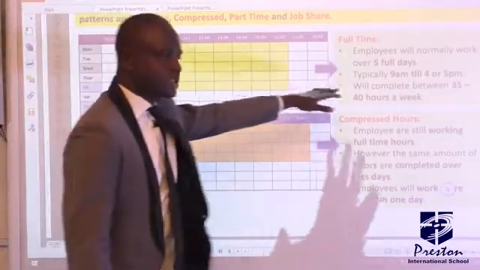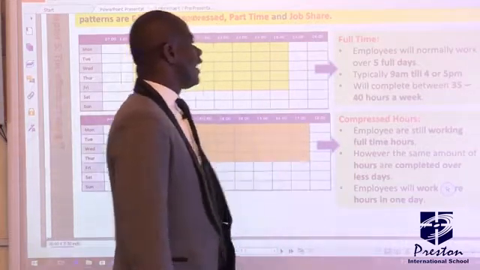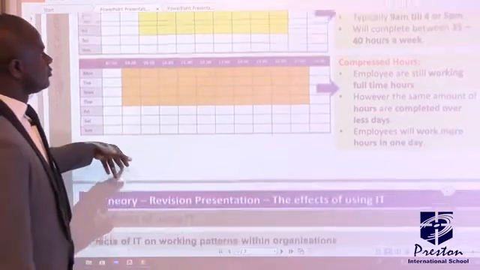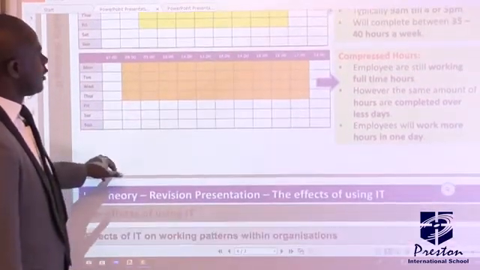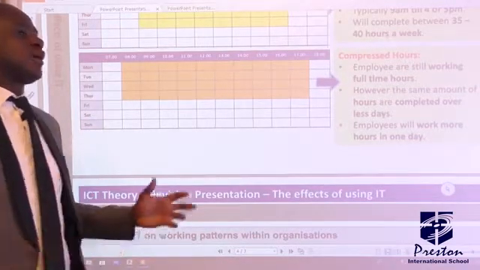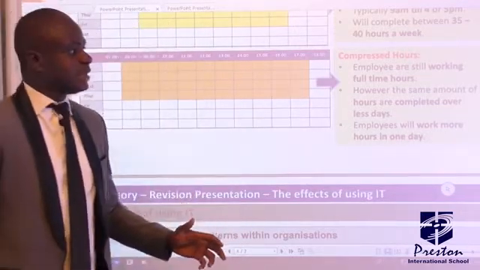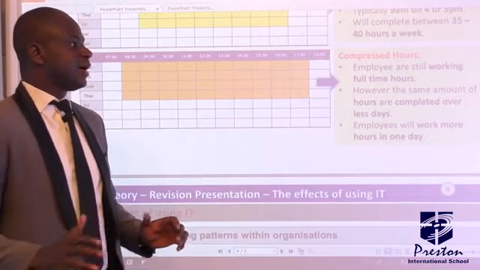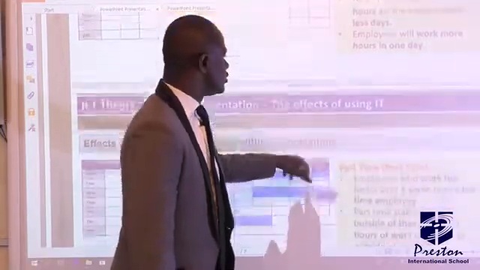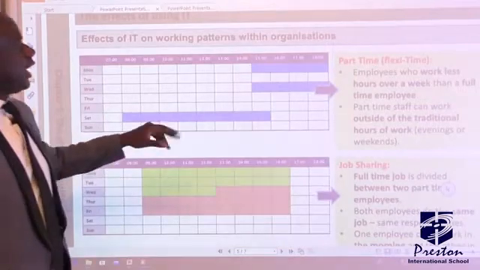We have the full-time, which everyone probably knows about. You have 5 full days. You work from 9 a.m. to 4 p.m., probably 35 to 40 hours of work. Compressed hours: you're still working full-time, but you are working for fewer days. That means that you are working longer hours in the day to compensate for the other days you're not going to be around.